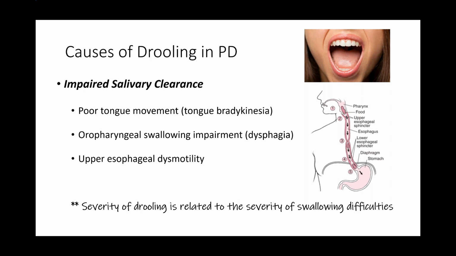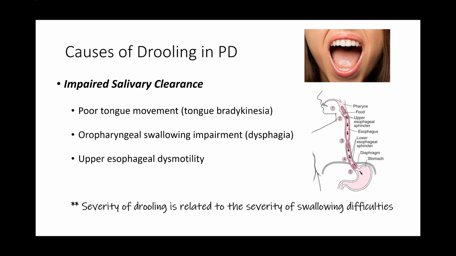Sometimes it's the whole mechanism within the oropharynx, or the mouth and throat, so that the muscles in this area become slow and don't work in the right sequence, and so people have difficulty with swallowing, and this includes saliva. And then finally, the upper esophagus, the muscles in this area also are impacted in Parkinson's and can slow down and become uncoordinated, and this can impact swallowing and drooling as well.